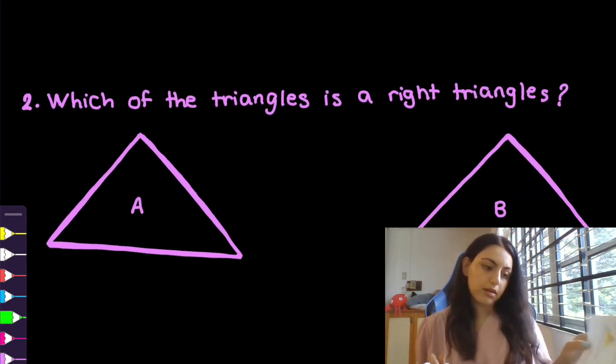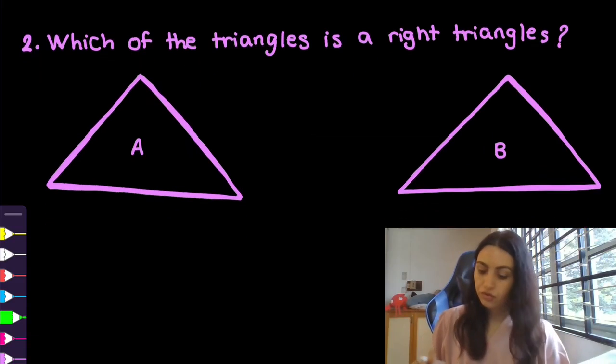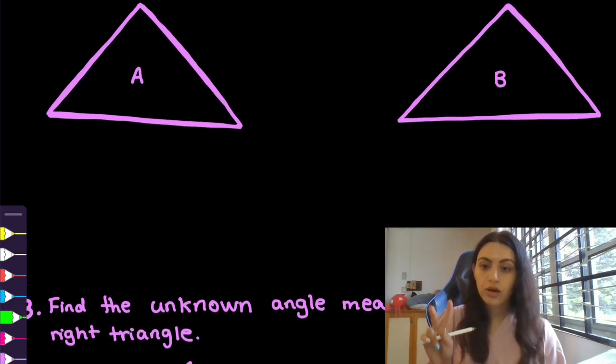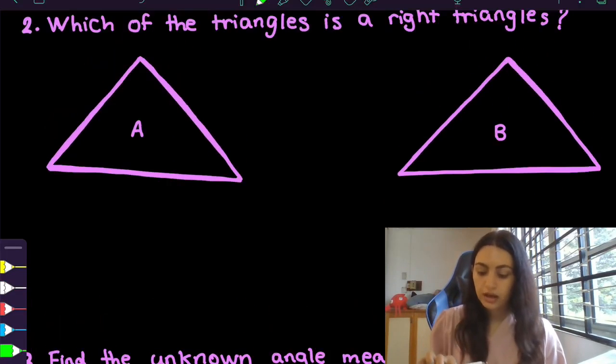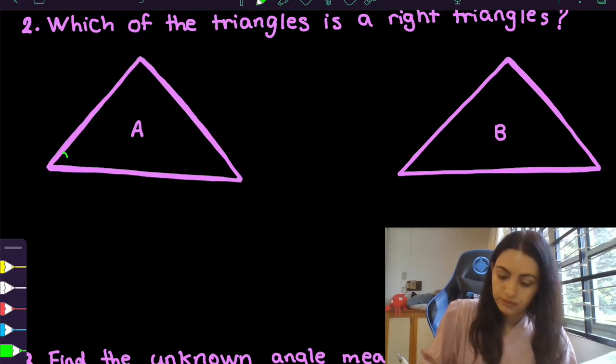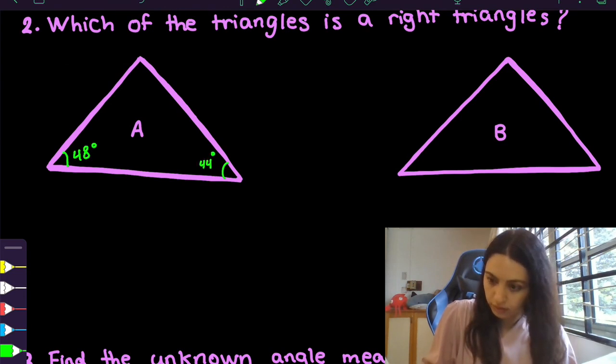Next question is on the next page, page 102. Which of the triangles is a right triangle? We have two triangles you see in the picture, triangle A and triangle B. You cannot use a protractor to see which one has a right angle. No, we just have to use our understanding. The angles given to us: one of them is 48 degrees, one of them is 44 degrees.